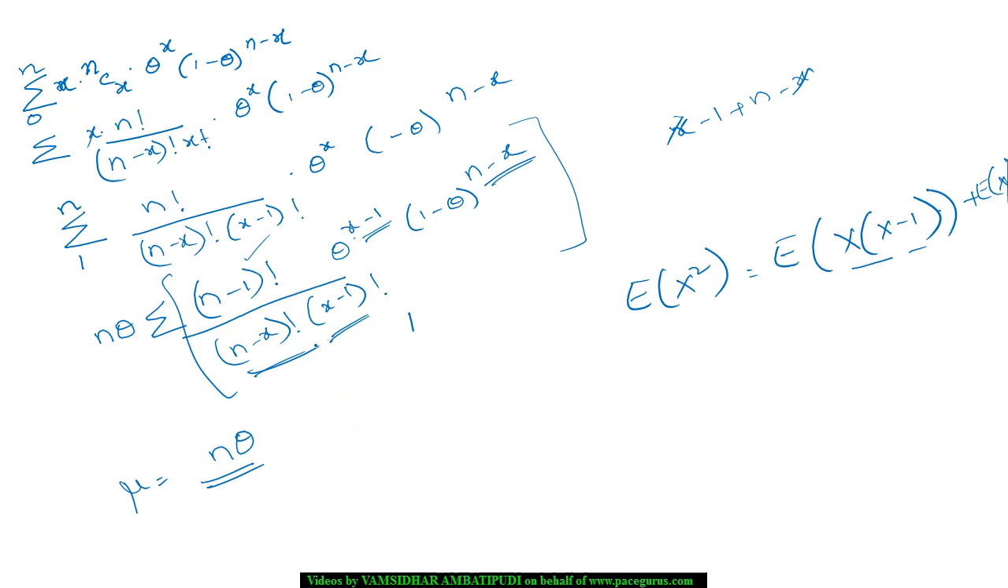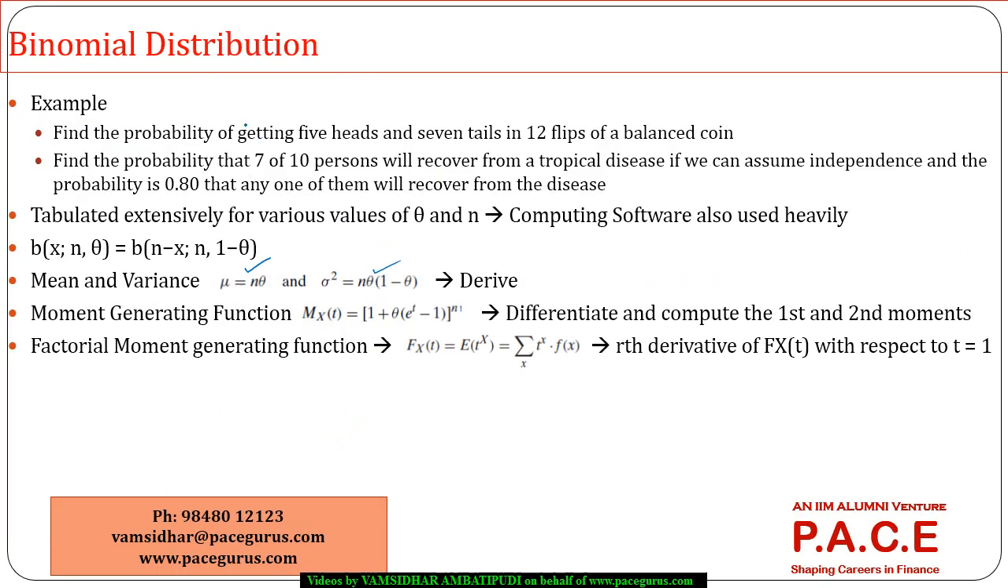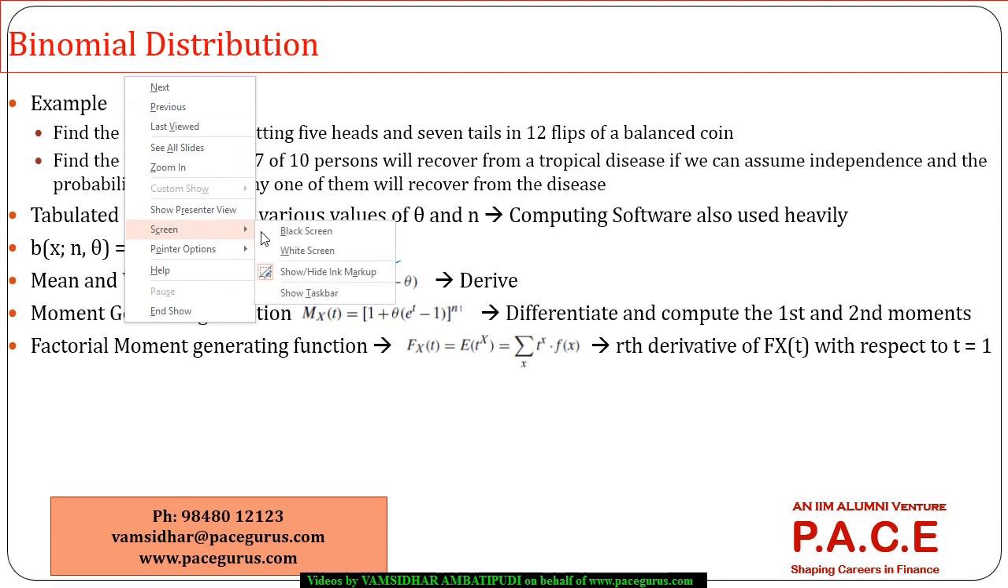Now the same logic I can apply here, right? To find out expected value of x into (x minus 1), the same logic: sigma of x into (x minus 1) nCx, theta to the power x, (1 minus theta) to the power (n minus x). Now if I am substituting x equal to 0, the summation will be 0. If I am substituting x equal to 1, the summation would be 0. So I can very well change it to 2 to n.